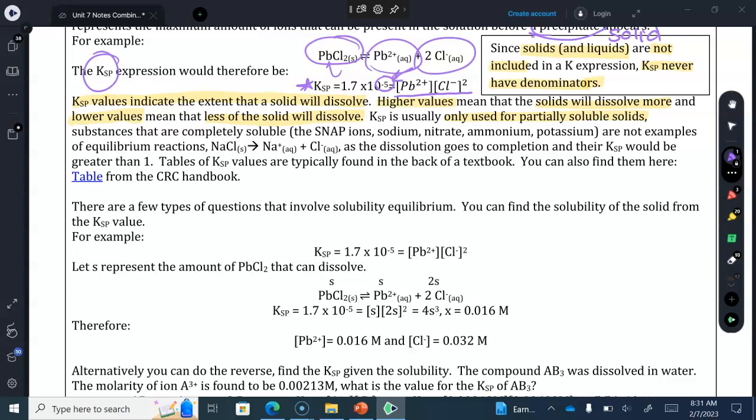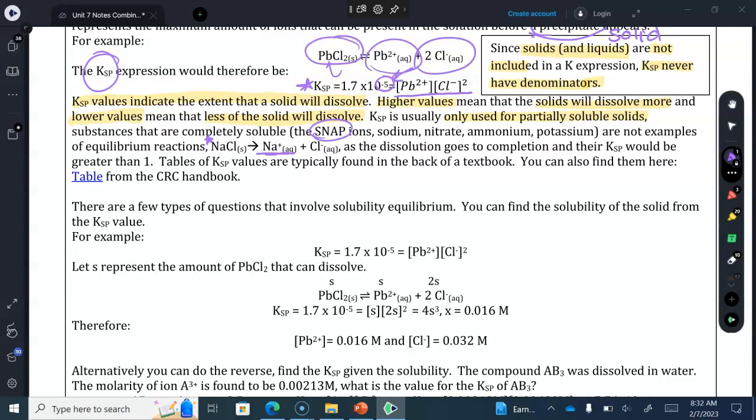Substances that are completely soluble, so our SNAP ions, the ones that are always soluble, sodium, nitrate, ammonium, and potassium ions, are not examples of equilibrium reactions. Like this one, for the dissolving of sodium chloride, it goes to completion because it's very, very soluble, because sodium is always soluble.